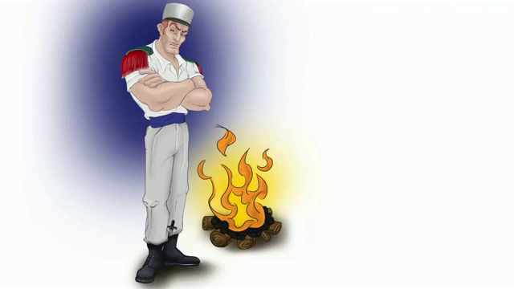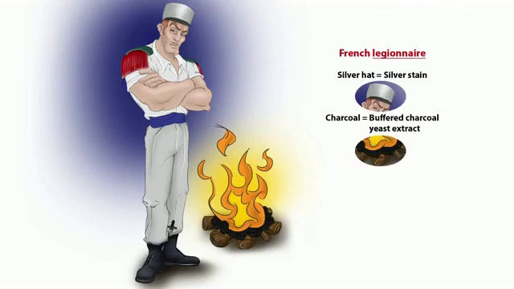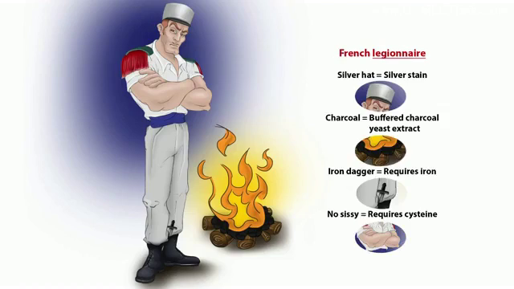Now, there's an old mnemonic that's been used for ages to help remember all of these characteristics. You can imagine a French legionnaire with a silver helmet, which should remind you of the silver stain, standing by a campfire, and that's where we get our charcoal, and with his iron dagger, he's no sissy, and sissy should remind you of cysteine. So we're getting most of the unusual aspects of Legionella here. We see the silver, charcoal, iron, and cysteine. It's a bit of a stretch, but sometimes the weirder the thing, the easier it is to remember.